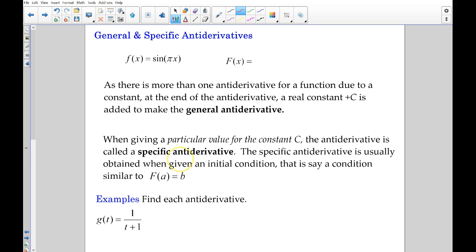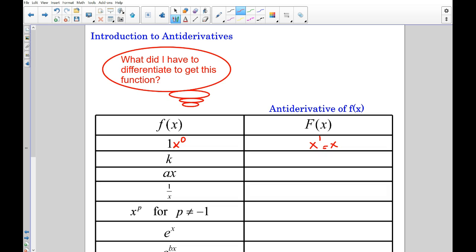Similarly for k, this is k times x to the 0. Here there's no coefficient, k is the coefficient, but I can always multiply by 1 without changing the value. So again, if I bring the 1 up into the exponent, it would be k times x to the first, or just kx.